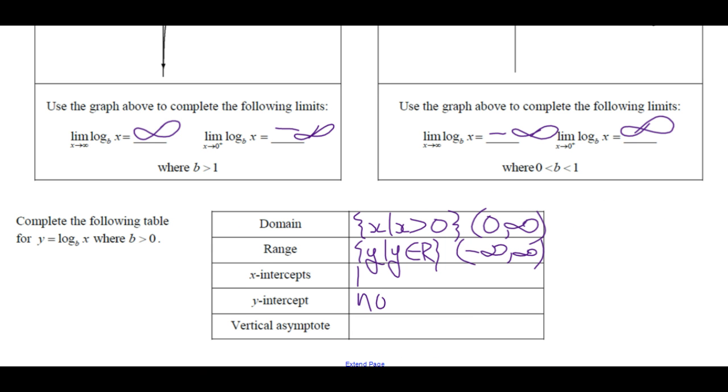X-intercept, 1. Vertical asymptote, x equals 0. Remember, an asymptote is a line, and a line has an equation. You don't just write 0 in there. You write x equals 0. Asymptotes are lines. Lines have equations. Okay. Any questions? Comments? Concerns? Moving on.